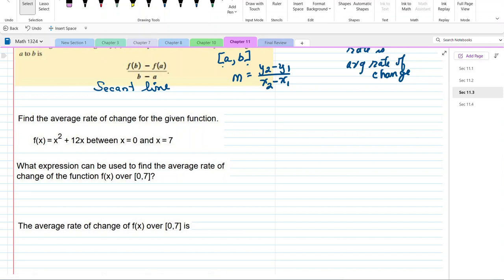All right, so here we have: find the average rate of change, which was the one above, for the given function, the parabola x squared plus 12x, between x is 0 and x is 7. So write the expression. What expression can be used to find the average rate of change of the function f of x from 0 to 7? Notice that we have a closed interval.